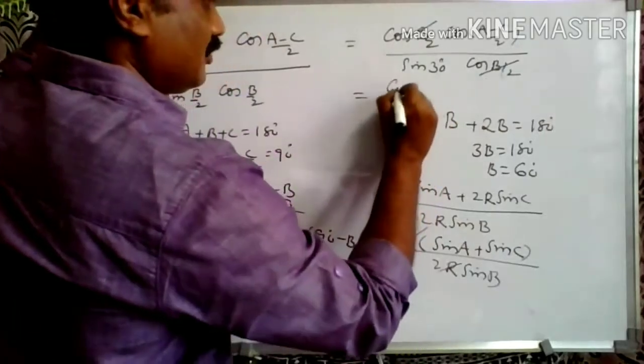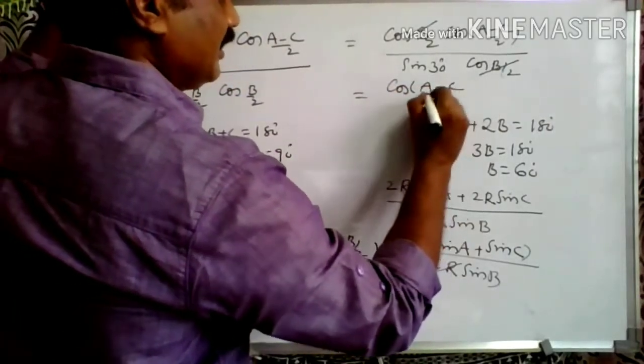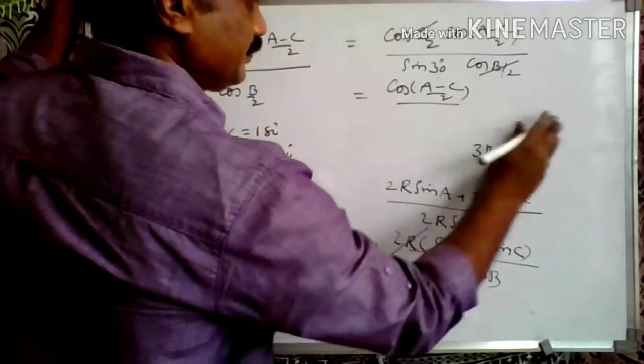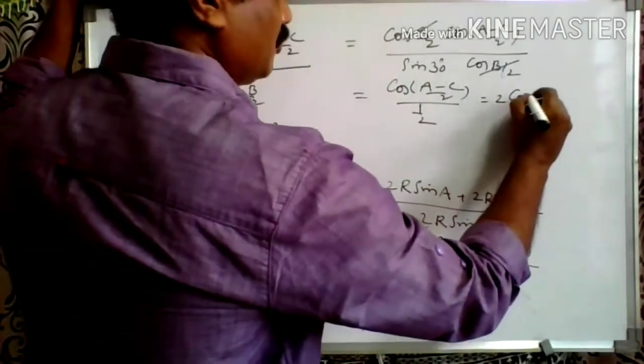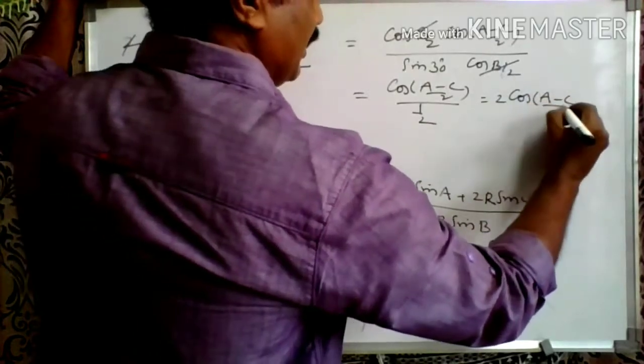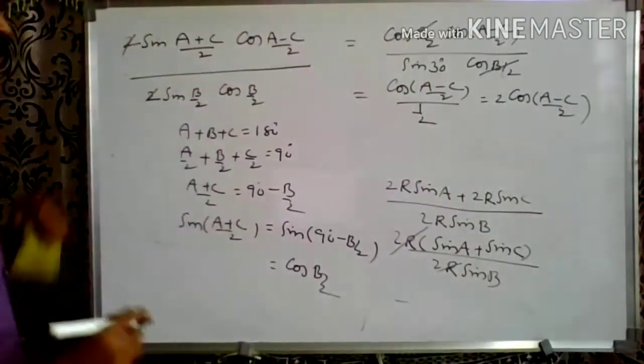So that is equal to cos of (A minus C) by 2 divided by sin 30, which is 1 by 2. So 1 by (1 by 2) is equal to 2 cos of (A minus C) by 2.